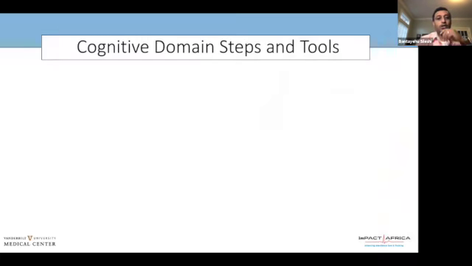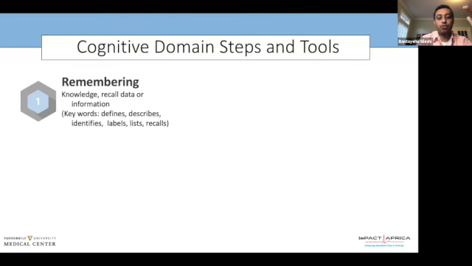So what are the different steps? Let's go over each one of them. When we say remembering, it's knowledge. It's just recalling data or recalling information. Some of the keywords that would be used with remembering would be somebody can define something, or somebody can describe something. Somebody is able to identify, they can label, they can list, they can recall. So these are some keywords that would be used under remembering.